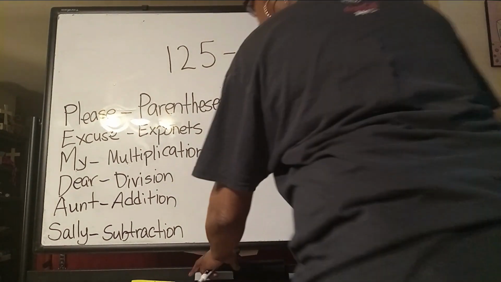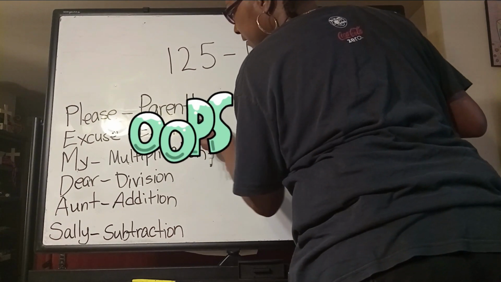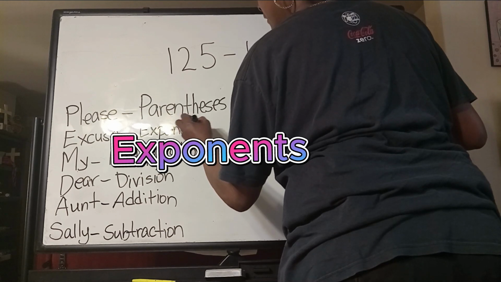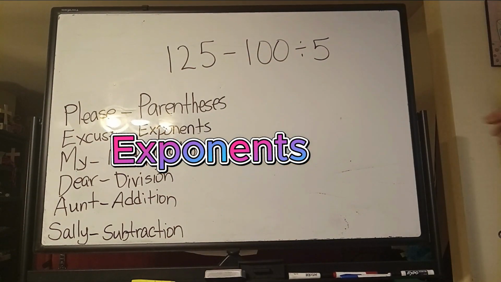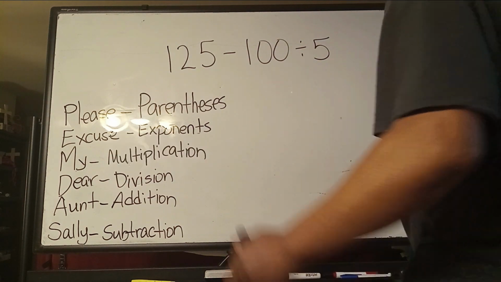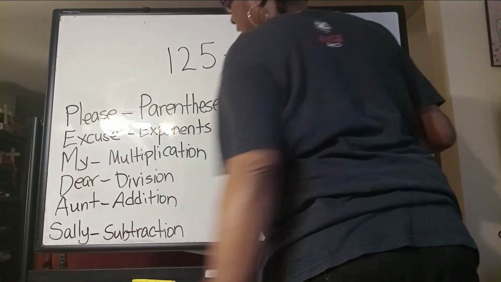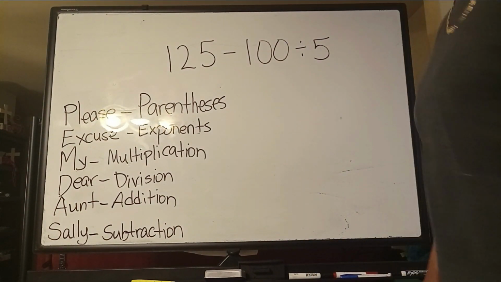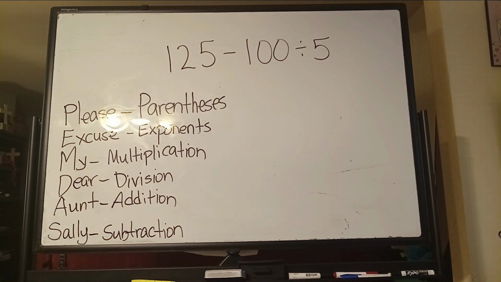All right, so let me fix this because I'm so sorry, guys. Let me see, exponents. All right, another N. Yup. E-X-P-O-N-E-N-T-S, exponents. All right, guys. It's okay to make mistakes. The thing is, you want to know you made a mistake so you can fix it. That's what we on over here. So there you go. Parentheses, exponents, multiplication, division, and addition and subtraction.